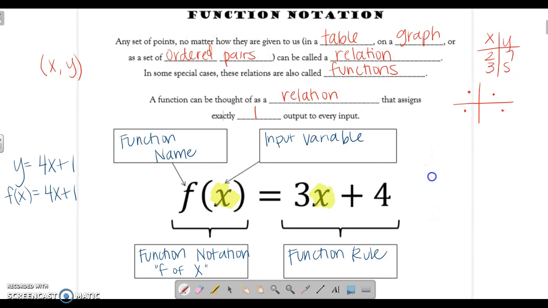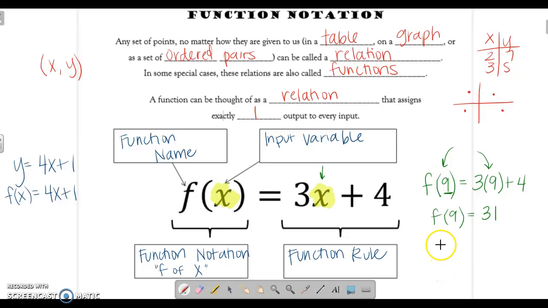If I give you, let's say, f of 9, what that means is you are going to take 9, your input, and you are going to plug it in for x here. So you're going to do 3 times 9 plus 4. So remember, whatever is here matches whatever is there. So f of 9, if I follow order of operations, well, 3 times 9 is 27, plus 4 more, you're going to get 31. So f of 9 equals 31.